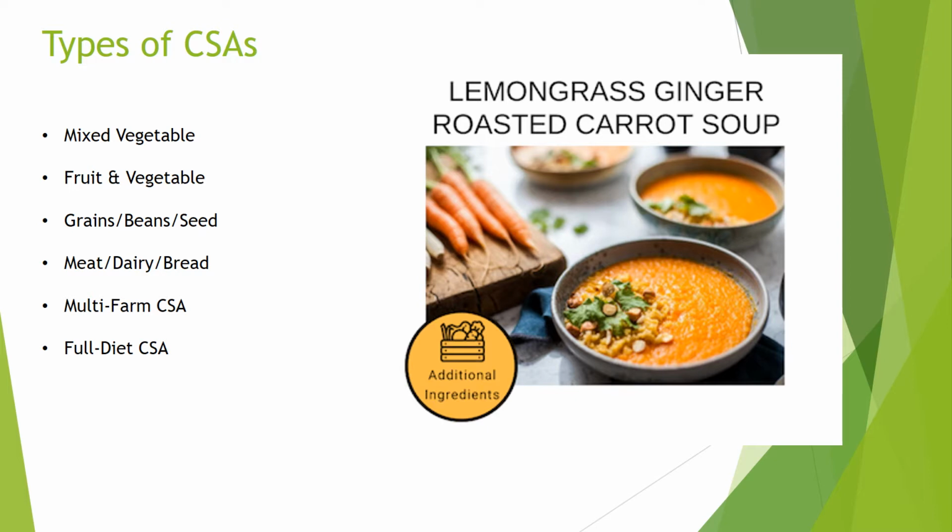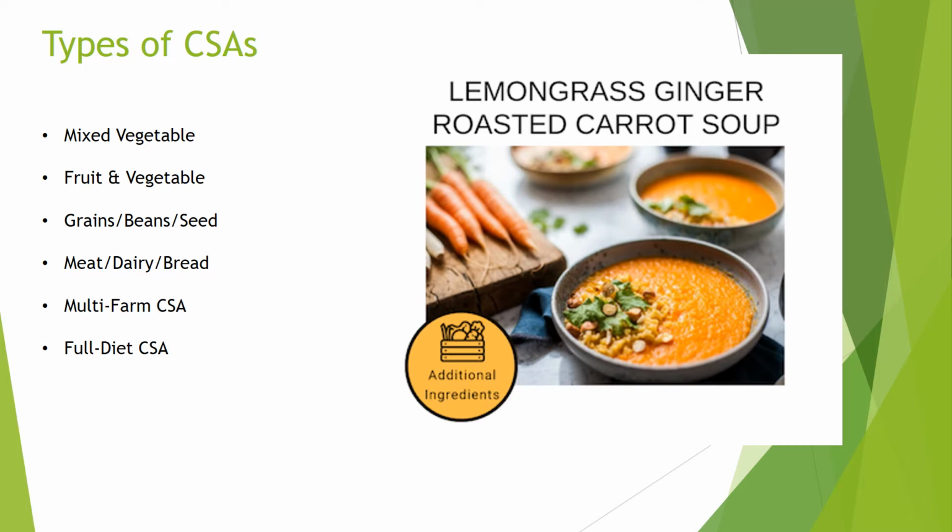So this could be grains, beans, or seed. Right? So this could be depending on the kind of farm and also location. That probably you don't really see too many farms focusing on these kind of crops here in Hawaii, but on the mainland, this kind of CSA could work out. You could also have a meat, a dairy, or bread CSA.